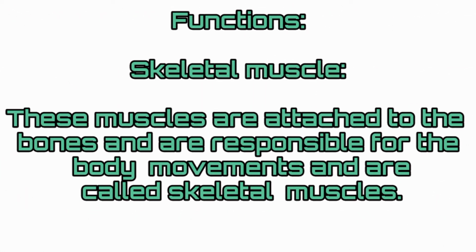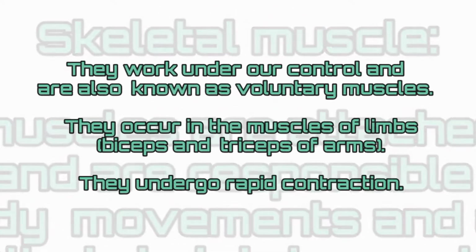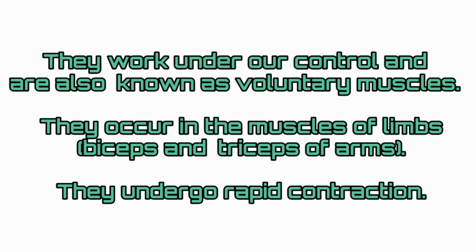Functions, skeletal muscle. These muscles are attached to the bones and are responsible for the body movements and are called skeletal muscles. They work under our control and are also known as voluntary muscles. They occur in the muscles of limbs, biceps and triceps of arms. They undergo rapid contraction.